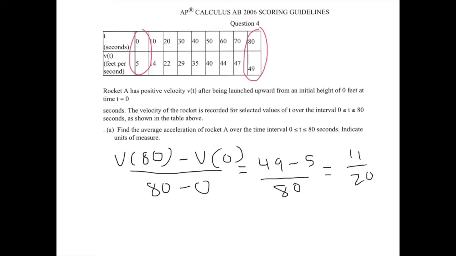Don't forget the units. Feet per second squared. Make it more clearly here. Answer is 11 over 20 feet per second squared.